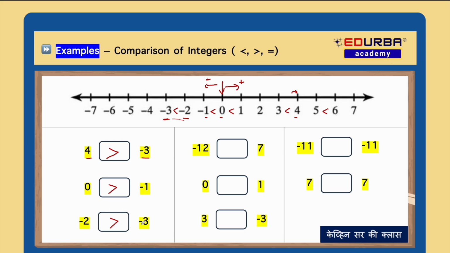You have to use this principle. Whichever number is on the right side will always be greater than the left side number. So with this it becomes easier. 7 will be on the right side of -12. 7 will be greater. 1 will be greater than 0.